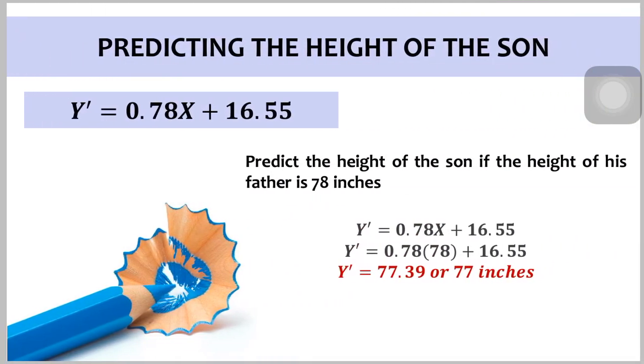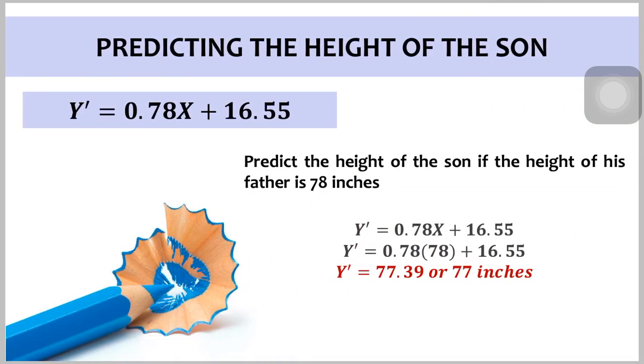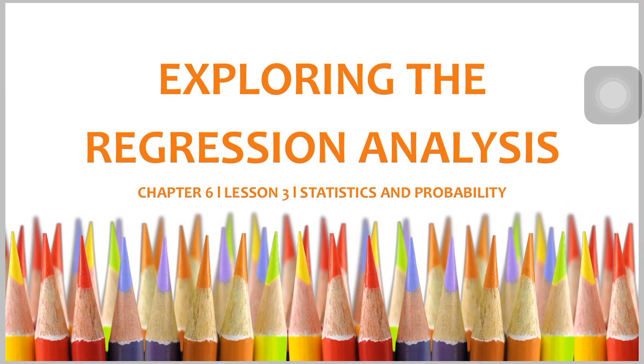Now let's go back to the problem. The problem asks to predict the height of the son if the height of his father is 78 inches. Remember, the height of the father is the independent variable. That's our x. So we substitute 78 to the value of x. As we solve that, the predicted height of the son is 77.39, or we simply say that's 77 inches. This ends our lesson.